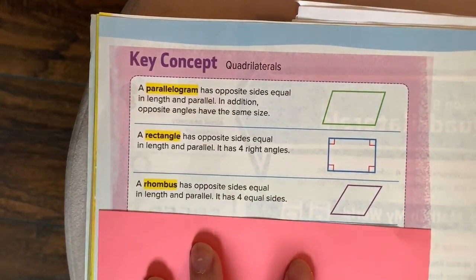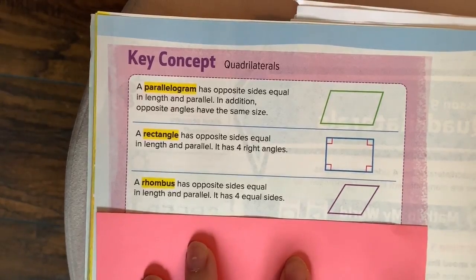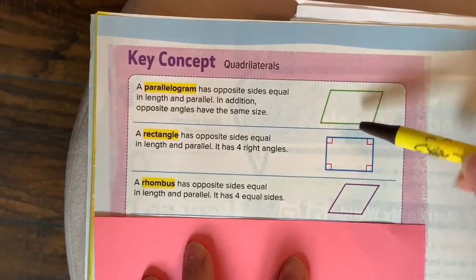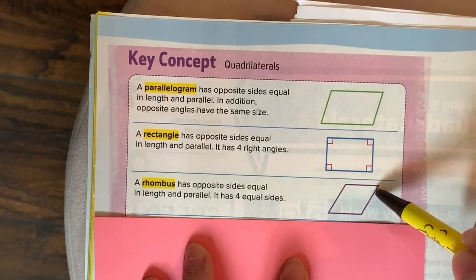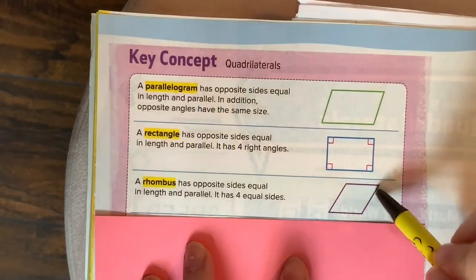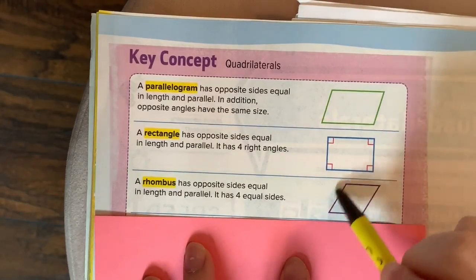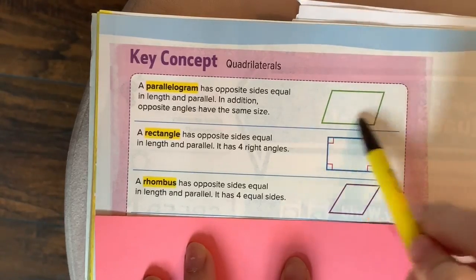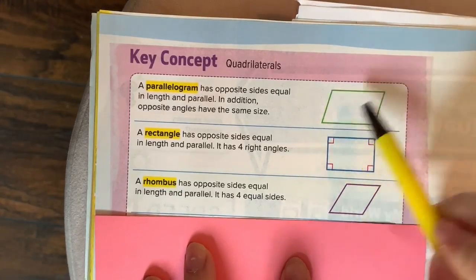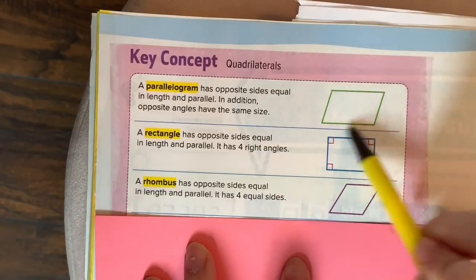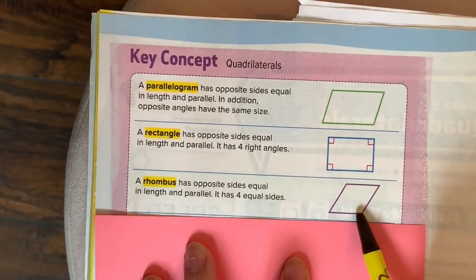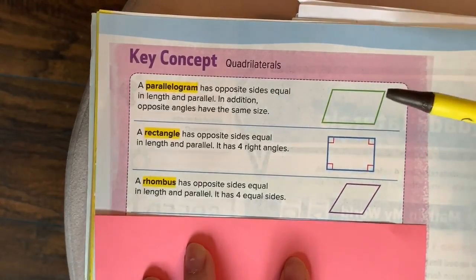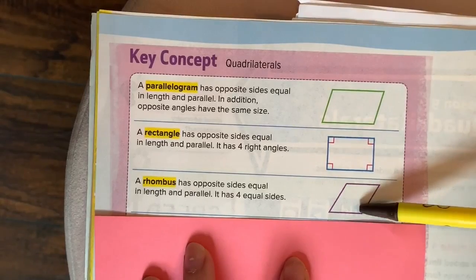Next one is a rhombus. You might get a little confused with the parallelogram because it is also slanted. However, the rhombus has 4 equal sides, whereas in the parallelogram, these two sides are a little bit longer than these two. So not all sides are equal. With the rhombus, all sides are equal. That's how you can tell the difference between a parallelogram and a rhombus.